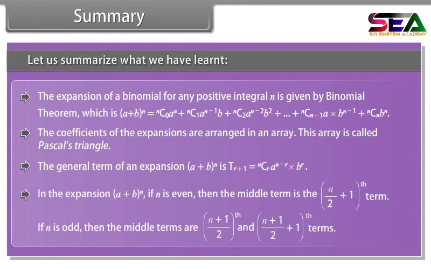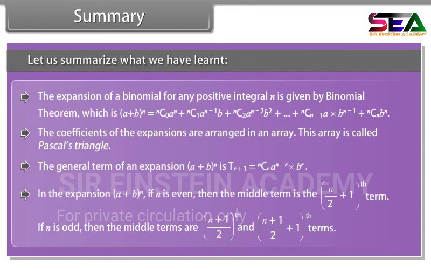In the expansion (a + b)^n, if n is even, then the middle term is the (n/2 + 1)th term. If n is odd, then the middle terms are the ((n+1)/2)th and the ((n+1)/2 + 1)th terms.